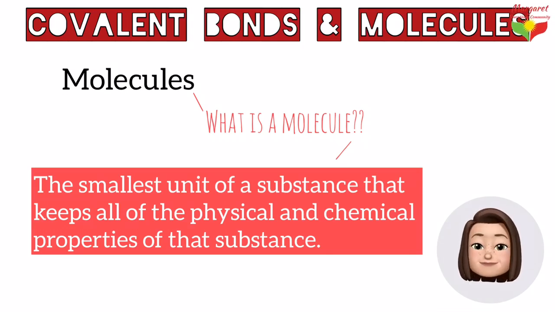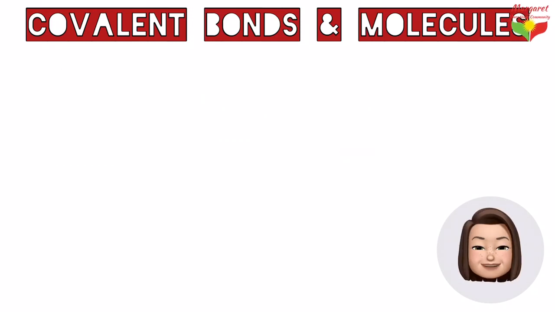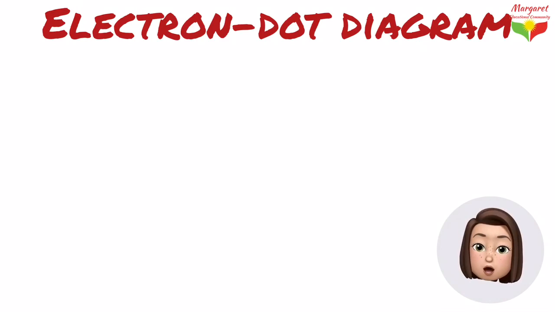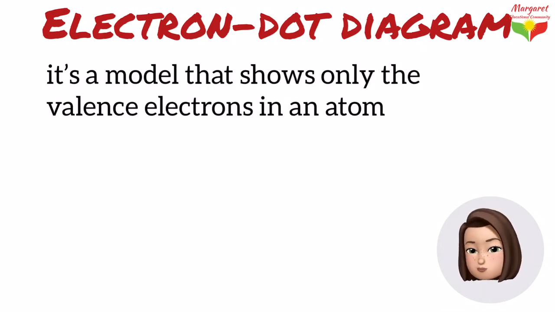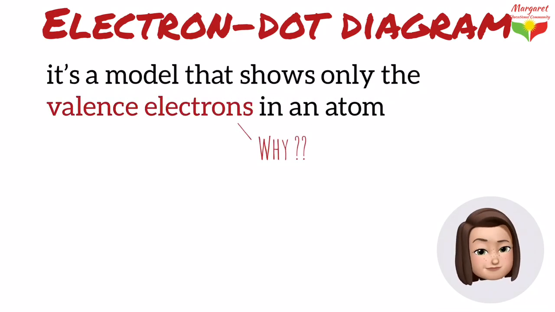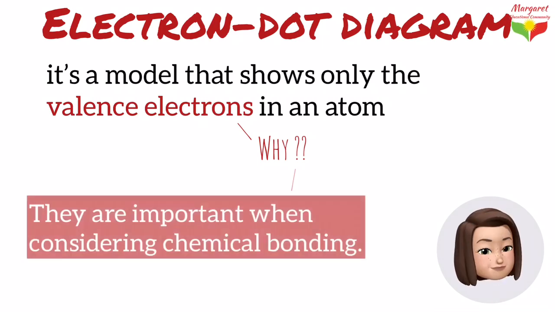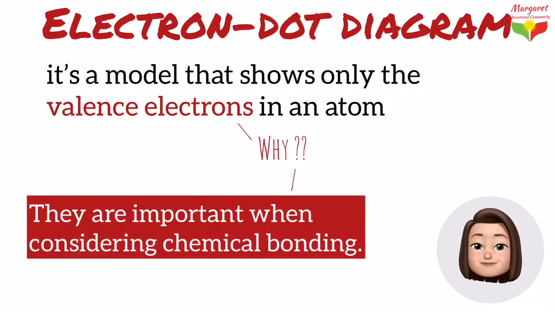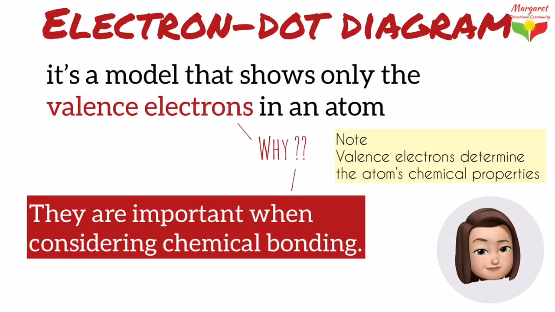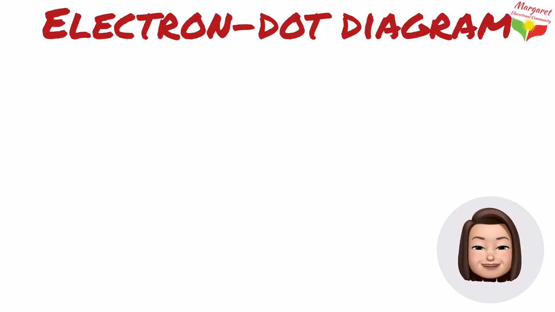One way to represent atoms and molecules is to use an electron-dot diagram. It's a model that shows only the valence electrons in an atom. Why valence electrons? These electrons are found on the outermost shell, and these are the ones that are very important when considering chemical bonding. Now let's look at the steps involved with drawing an electron-dot diagram.